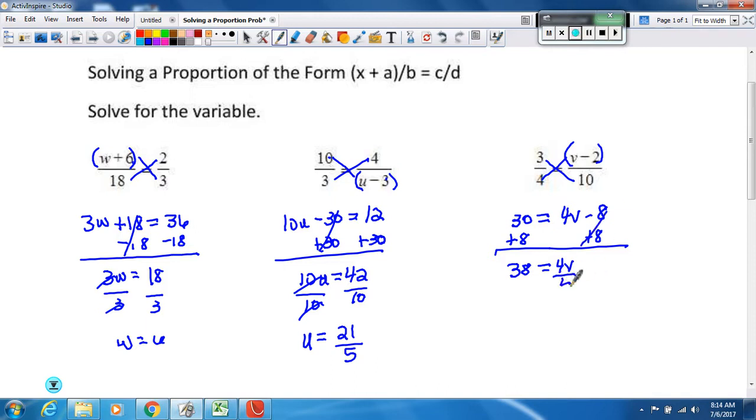I'm going to divide both sides by 4. Again, they're both even, so I can cut them in half. Half of 38 is 19, and half of 4 is 2. 19 over 2 is the answer.